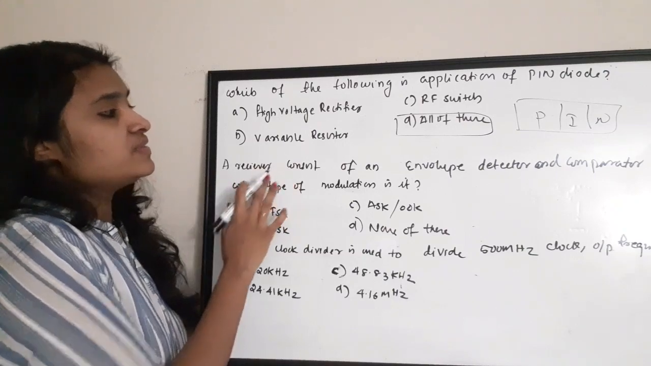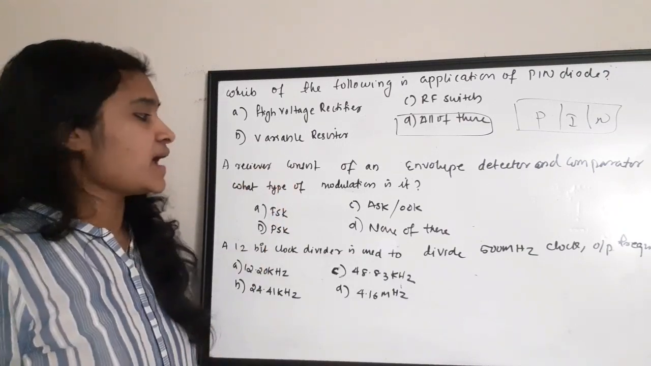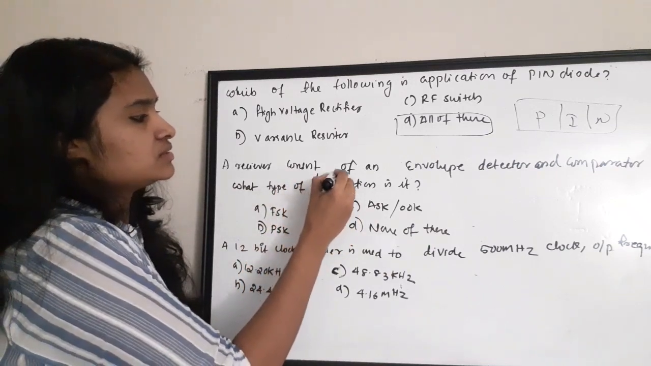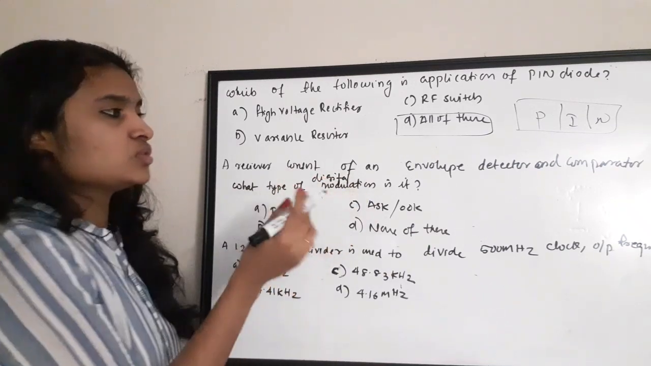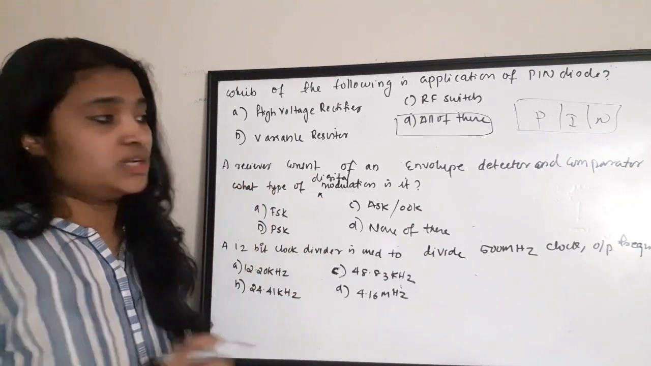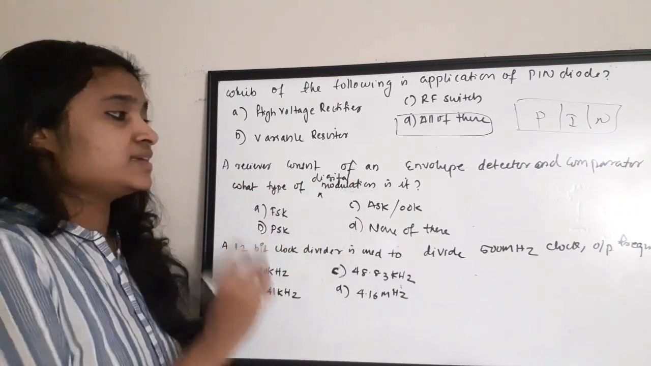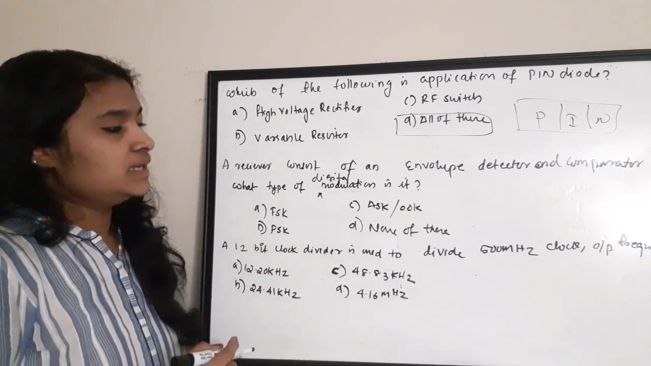Next question. A receiver consists of an envelope detector and comparator. What type of modulation is it? So this is a digital, I have skipped this term, sorry. What type of digital modulation is it? A, FSK. B, PSK. C, ASK or OOK. D, none of this.